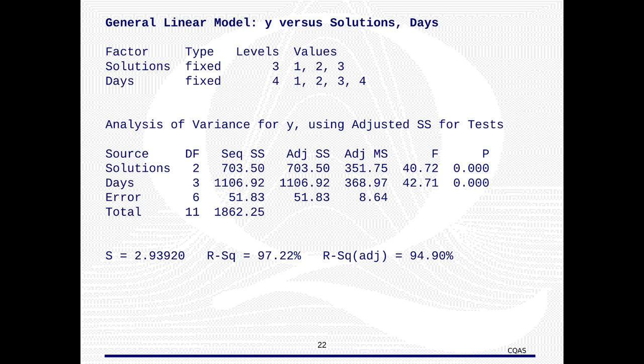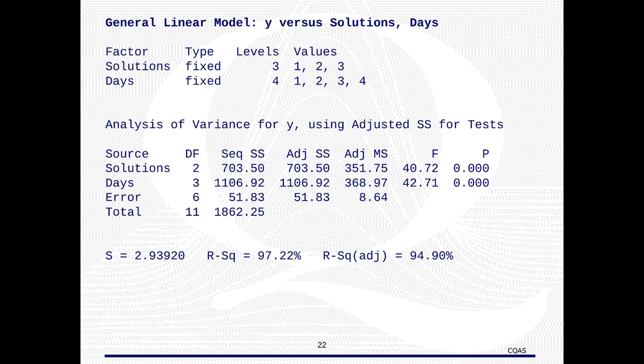The model explains 97.22% of the total variation in our data, which is exceptionally strong. The adjusted R-squared value of 94.9% accounts for the number of parameters estimated and confirms the model's excellent fit. The residual sum of squares of 51.83 on 6 degrees of freedom gives us a mean squared error of 8.64, which serves as our estimate of experimental noise.